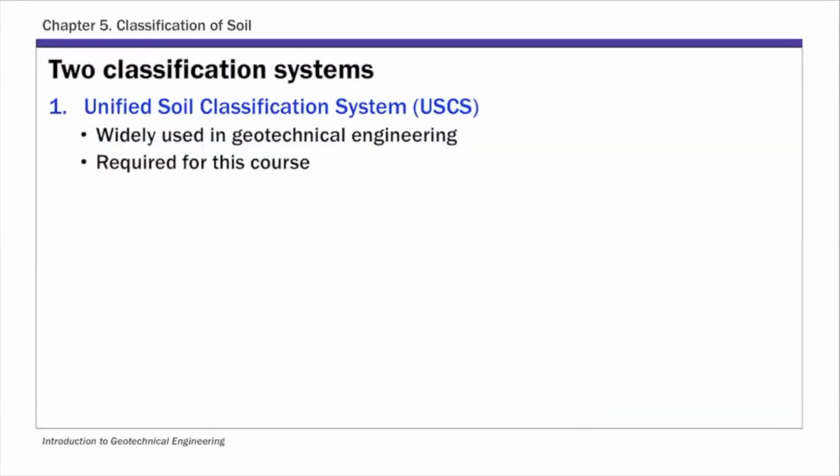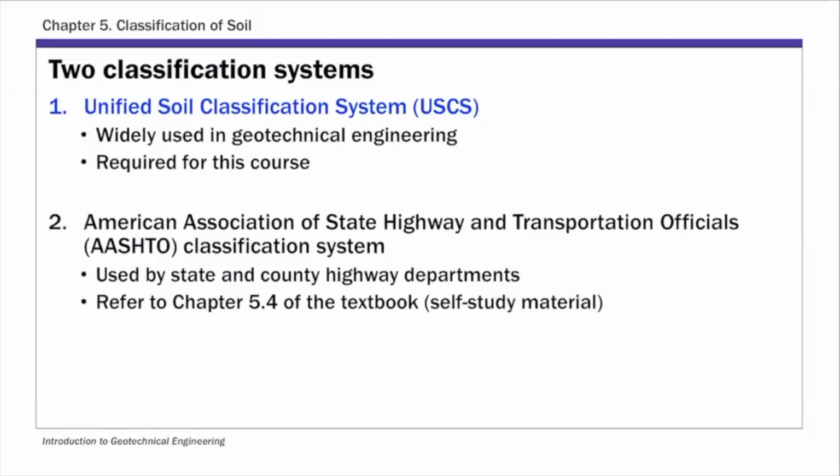First, there are different types of classification systems. In this class, we're going to focus on the USCS, or Unified Soil Classification System, because this is the most widely used in geotechnical engineering, and it is required for this course. But there are other classification systems. Another very commonly used one is the AASHTO system. This is mainly for state and county highway departments, who use it to classify soil for highway systems.